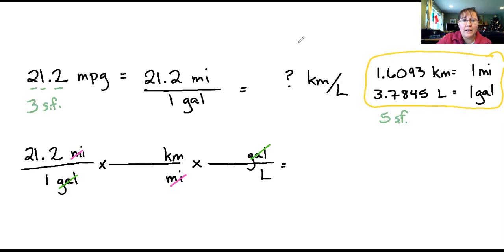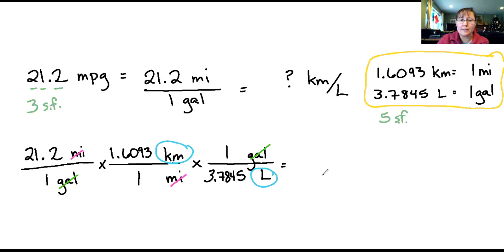And what you'll see in the end is that we have kilometers per liter, which is what we want our answer to be in for our units. So now we can fill in our conversion factors. Using the first one, we have 1.6093 kilometers per 1 mile. And here we have 1 gallon per 3.7845 liters. And now we're ready to do our calculation.